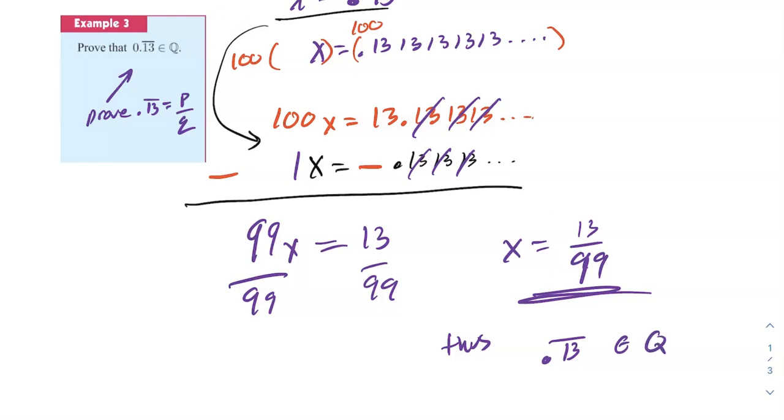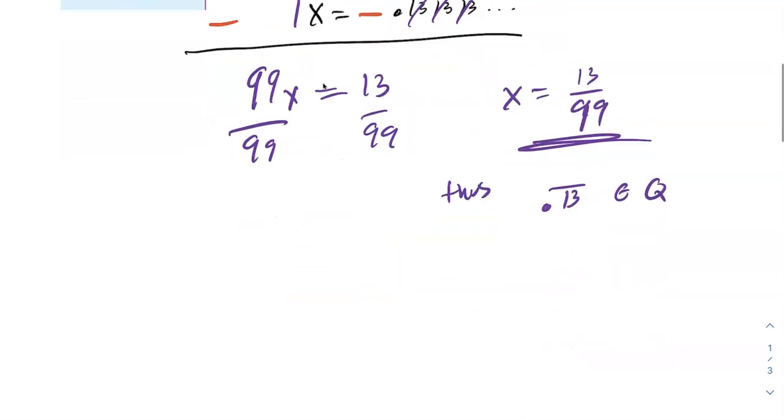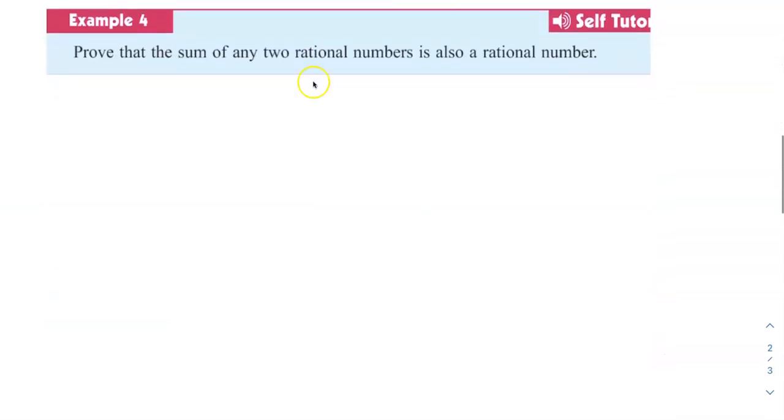Right? Because as long as you can write it as a fraction where these are not decimals, it's a rational number. And that's the whole idea. You just got to show, okay, could I rewrite that as a fraction without decimals? And that's how you rewrite a repeating number as a fraction. Let's move on. Prove that the sum of any 2 rational numbers is a rational number. So we're saying, hey, you add any 2 rational numbers, do you get a rational number? So let's start with that part.